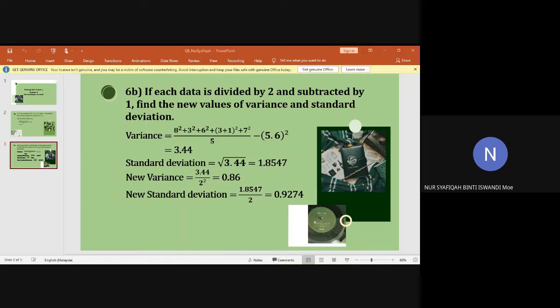It stated that the new data is divided by 2 and subtracted. We can ignore the subtraction and divide by 2. So 3.44 divided by 2 squared for the new variance, we got 0.86. The new standard deviation equals 1.8547 divided by 2, equal to 0.9274.